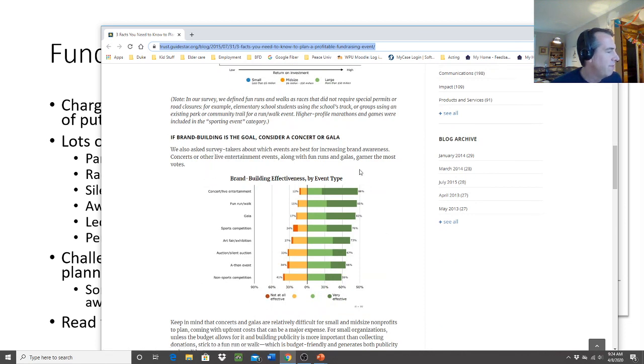This is another interesting one. This is how effective the event is at building a brand or increasing brand awareness. So this ranks concerts as very good at building brand awareness. Galas as well, especially if you can do something on an annual basis, the public is more likely to also bring in more revenue because people come back year after year.